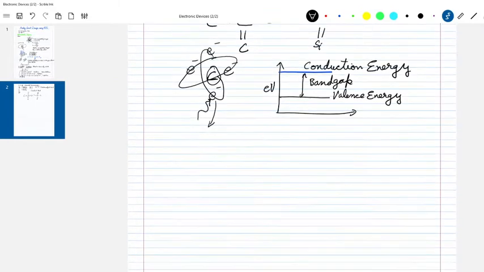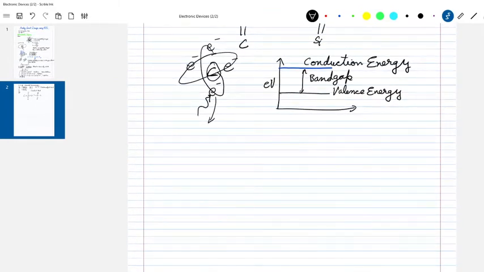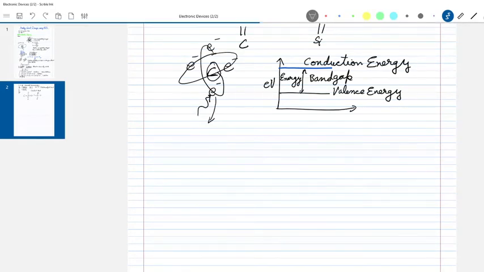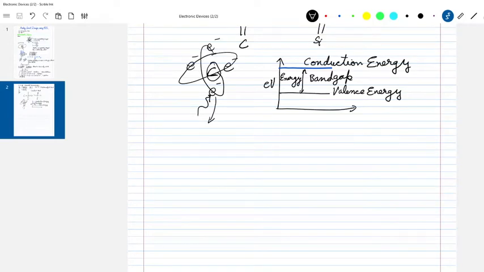Okay, so we have got energy band gap separating valence energy and conduction energy. Now this is true in case of a gaseous atom. Now if you bring these atoms closer and closer, the gaseous state is going to go into a liquid state and then to a solid state.